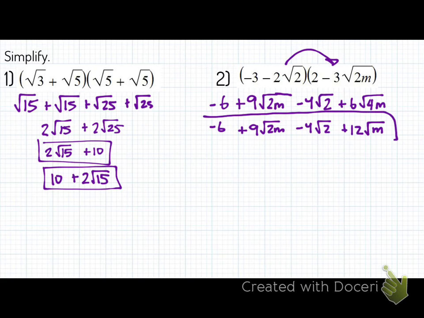Then I ask myself, can I combine any like terms? No, these are all different terms because there's no radical here. This one has a different radical than the third term and the fourth term. Y'all see that? Okay, good. So that's numbers 1 and 2.